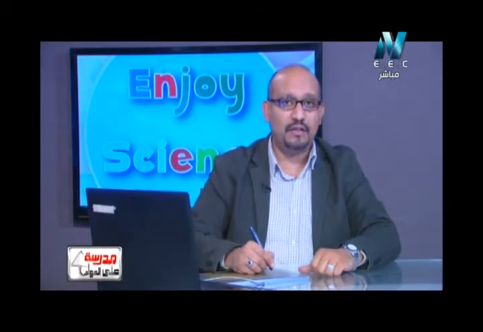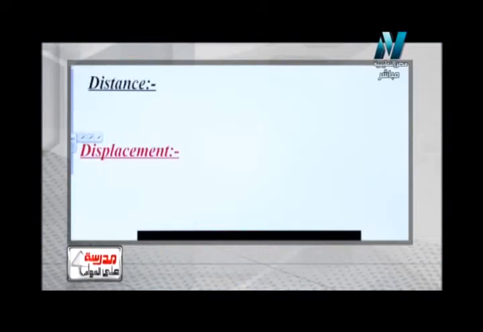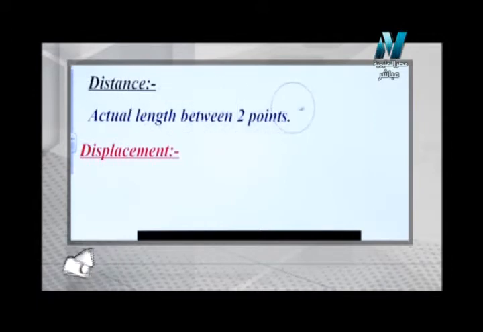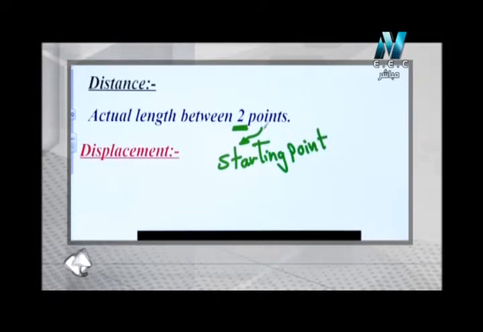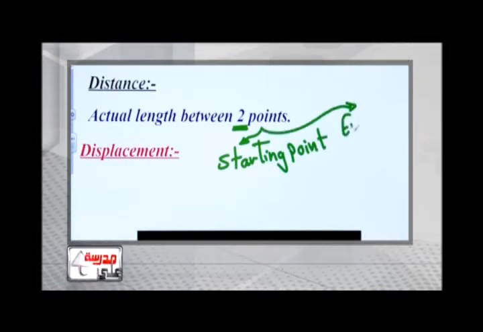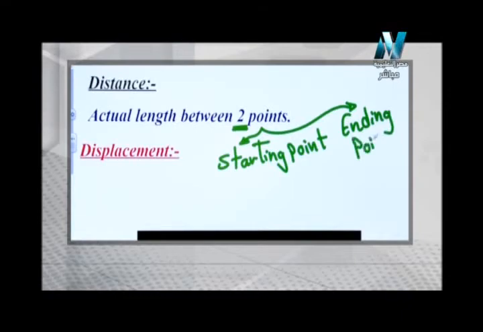As we see here, the definition of distance. Let's see together. Distance is what? It is the actual length between 2 points, or between the starting point and the ending point. The 2 points mean number 1, the starting point, and number 2, the ending point.